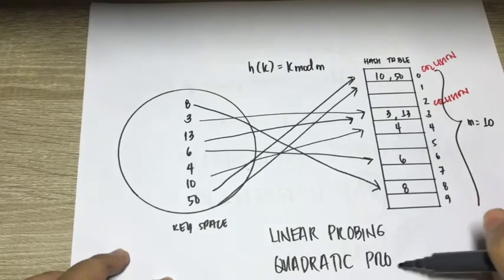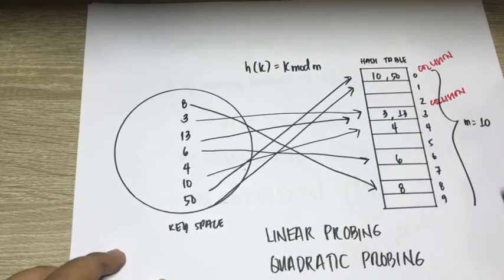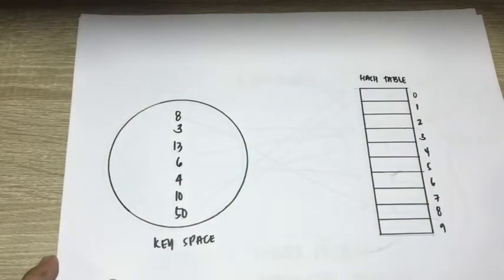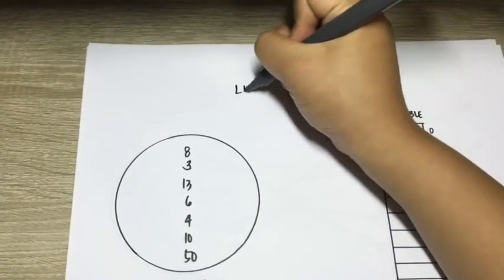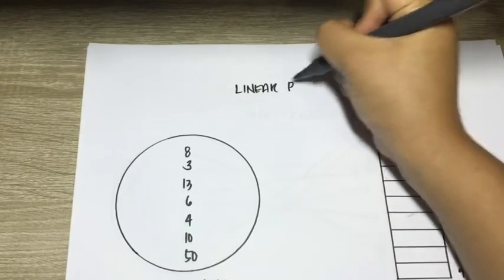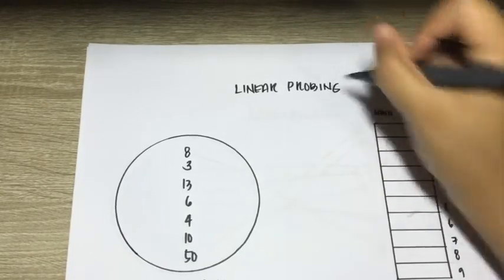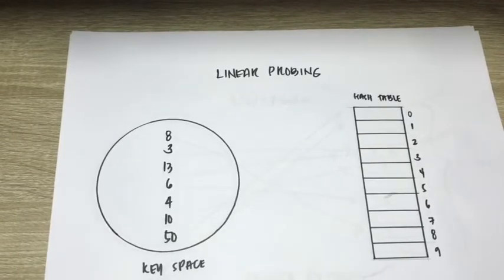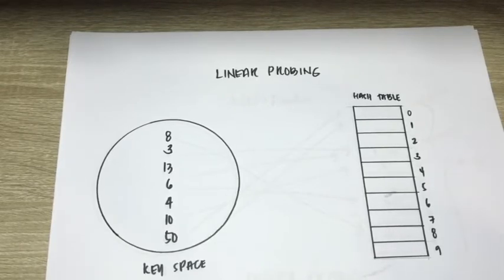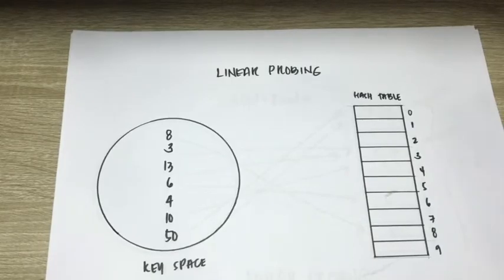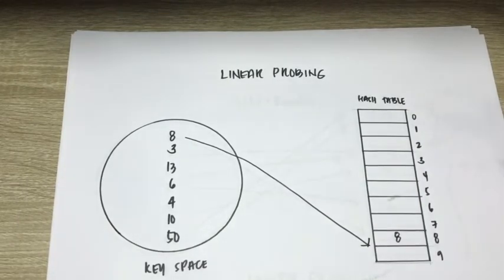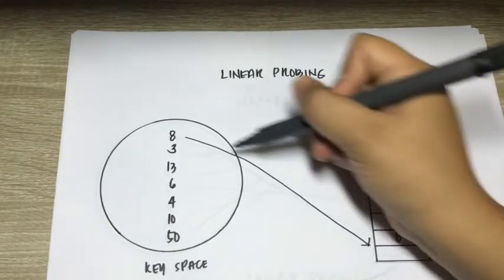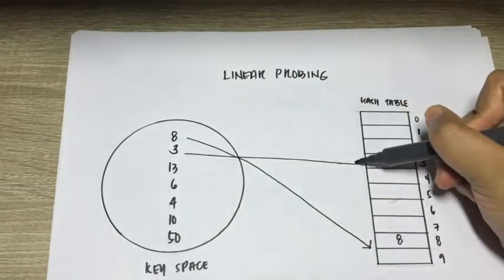So I'm going to discuss with you what linear and quadratic probing are. The first, simple way to resolve collision is what we call linear probing. The idea behind linear probing is that whenever we encounter a collision, we just move to the next available memory location. So how is that done? Again, let's start with 8. 8 will be mapped to memory location 8. Next, 3. We're going to map 3 on memory location 3.